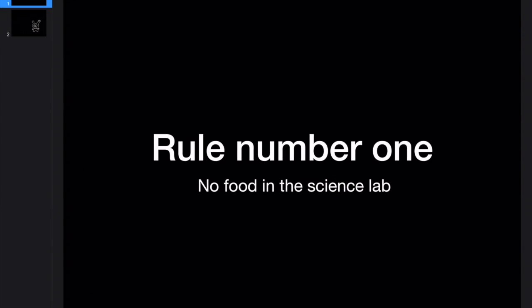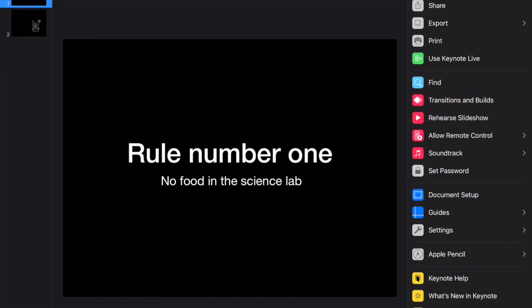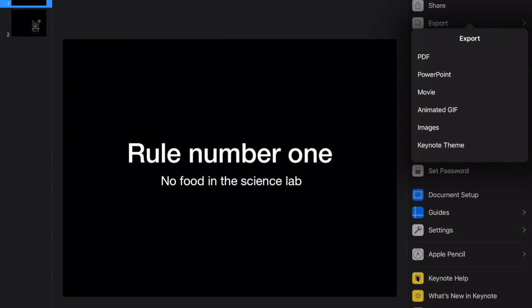If you don't want your animation to be stuck in Keynote forever, you have to have a way to get it out. So visit the top right-hand corner of your screen, see the 3 little dots. That will get you your menu where you can share, export, and do a variety of other things. In particular, we want to export as a movie.